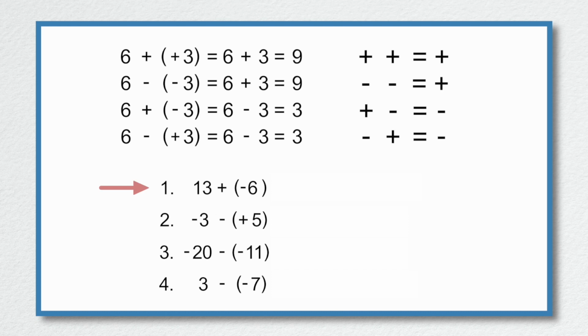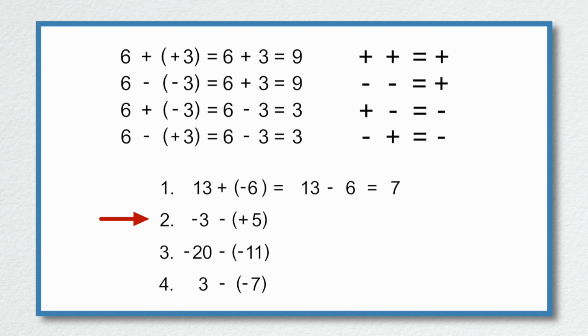So the first question we have is 13 add negative 6. Notice that there is a bracket around the negative 6. You may or may not get brackets around the numbers, but it all means the same thing. So what we're looking at is the positive and the negative signs here. And a positive and a negative is equal to a negative. So we can rewrite this question as 13 subtract 6, which is equal to 7.